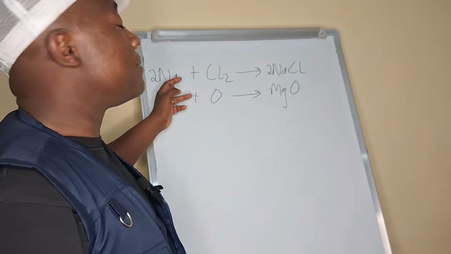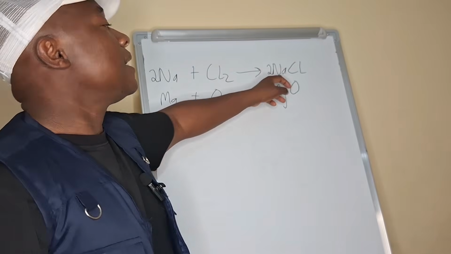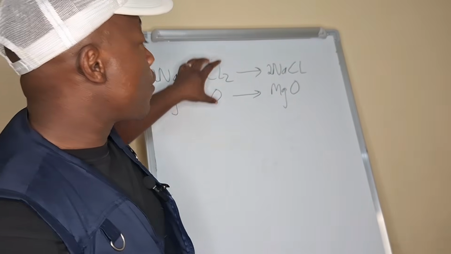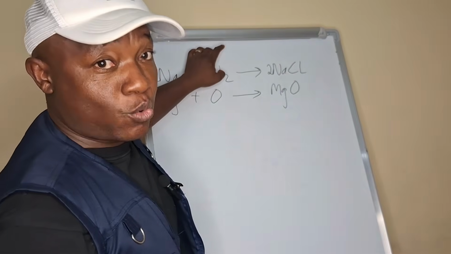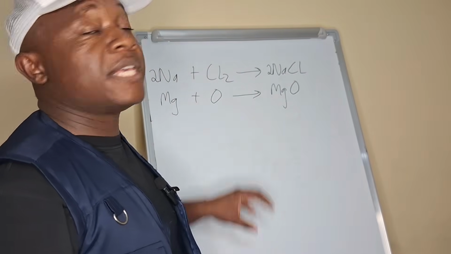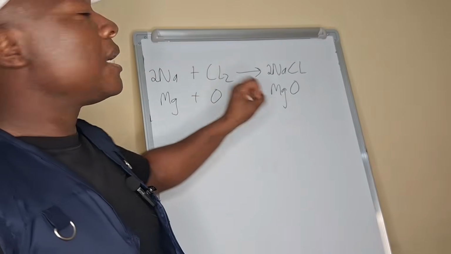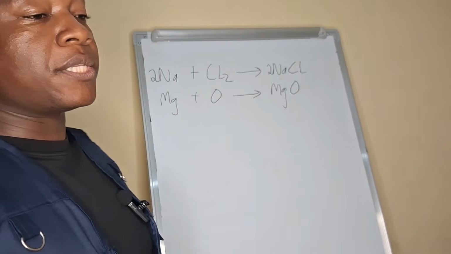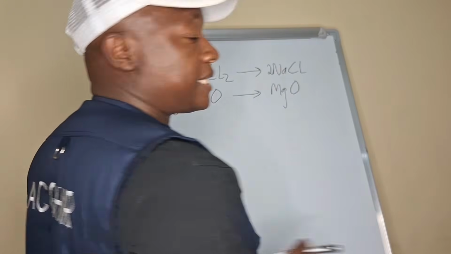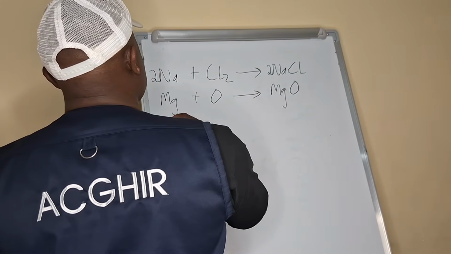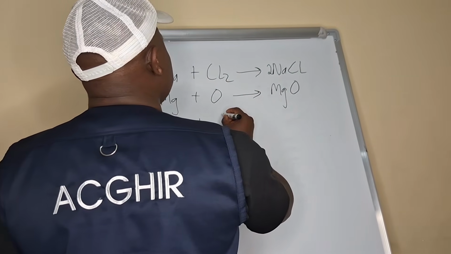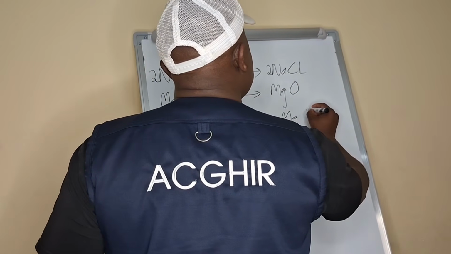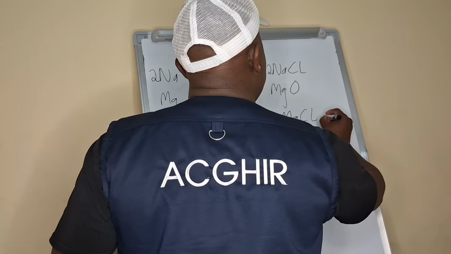For example, sodium is a solid, chlorine is a gas, the resultant sodium chloride, it's a solid. For now, we are not yet concerned with the states of these atoms and compounds. We are mostly interested in balancing the equations. Right, let us proceed. Magnesium plus chlorine to give us magnesium chloride.